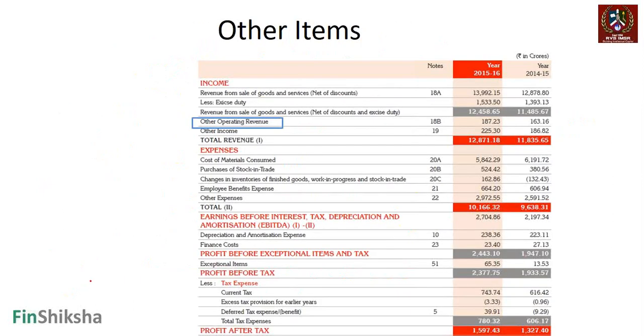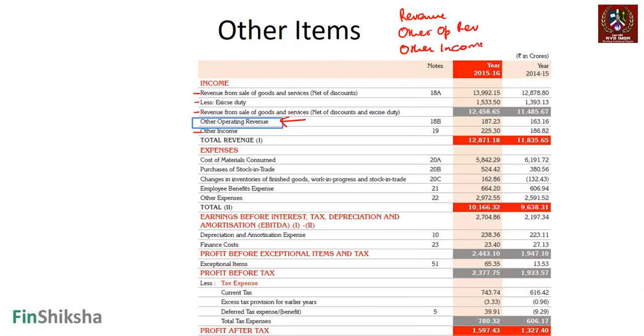Then there are some other items that we see in the financial statement. So let's take a look at this company's financial statements and we've already seen what is the revenue from operations, we've seen what is excise duty, we have seen net revenue, we've also seen other income. Now there is another concept called other operating revenue that is introduced. So you have revenue, you have other operating revenue, and you have other income.